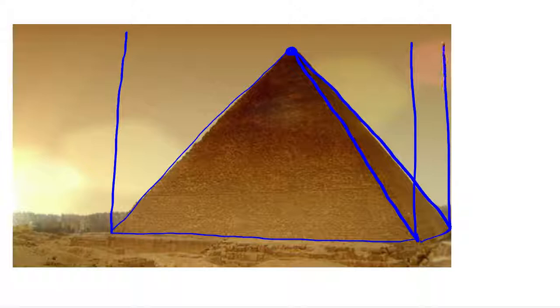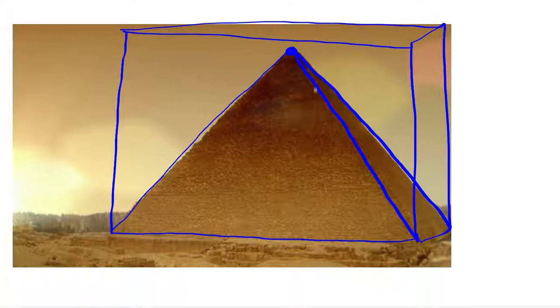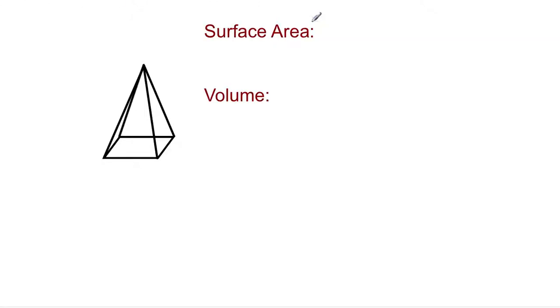And so we have two triangular bases that are the same area. This pyramid, all the heights converge to each other. So the formula is going to be a little bit different for surface area and for volume. So for the surface area, there's a couple different ways to think about this.